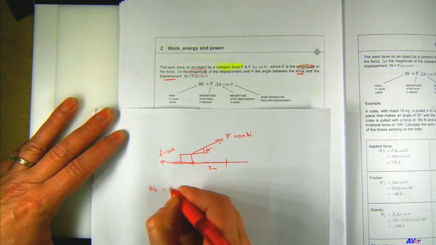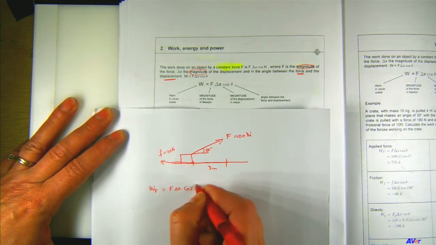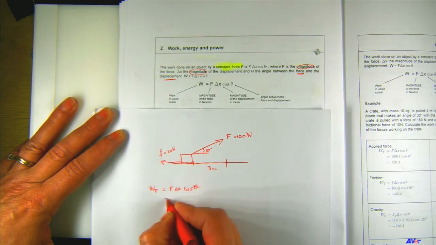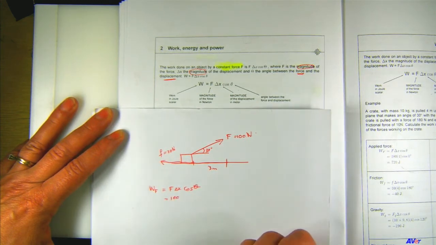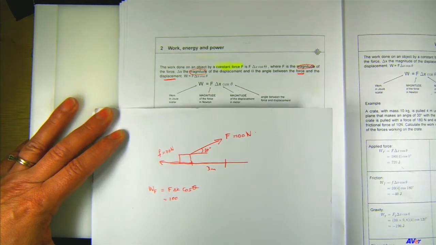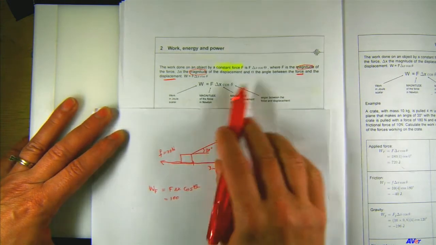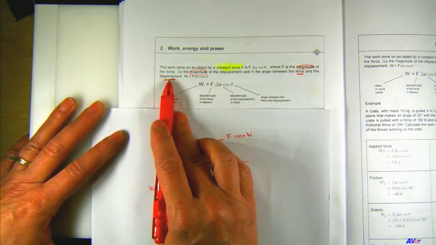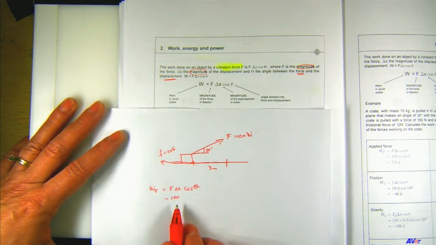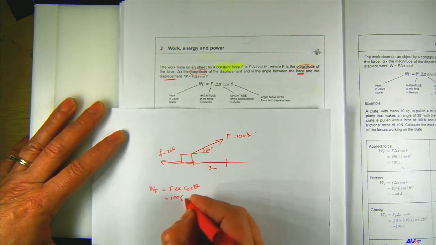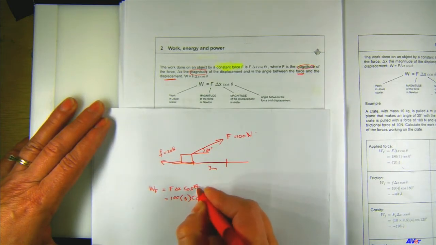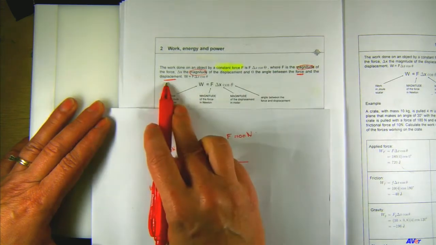There's always F delta x cos theta. If it's the work done by the applied force, that F is the applied force, and that is 100. And you don't go working out components. Go back to your definition. The definition says the magnitude of the force. It doesn't say anything about components, right? You use the whole 100 newtons. And then delta x is the displacement, 3 meters. And then you get to cos, and that angle is between the force and the displacement.